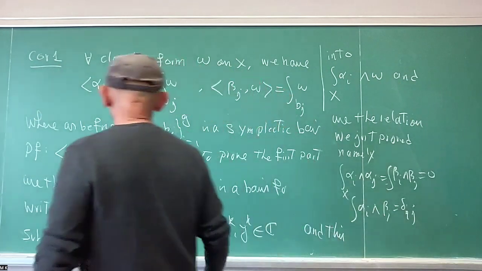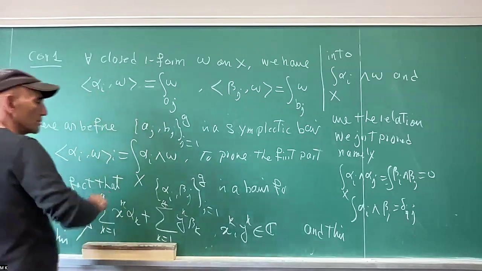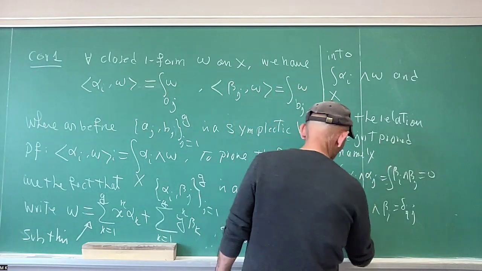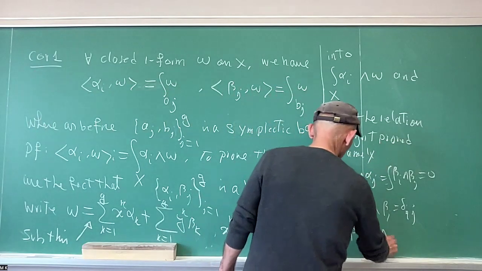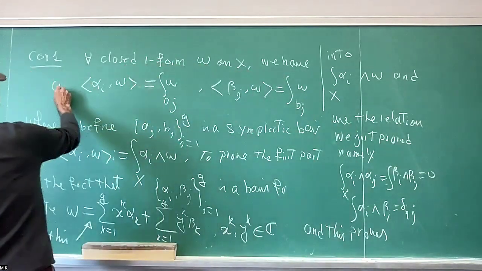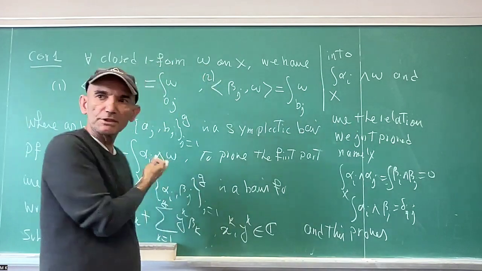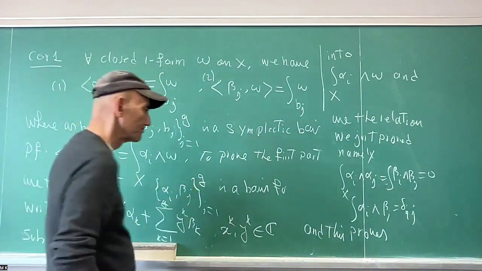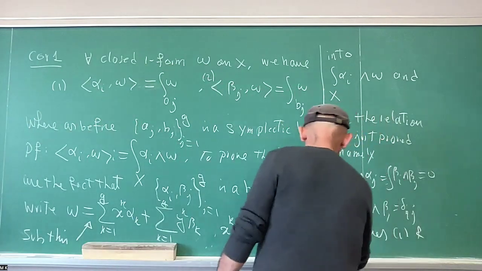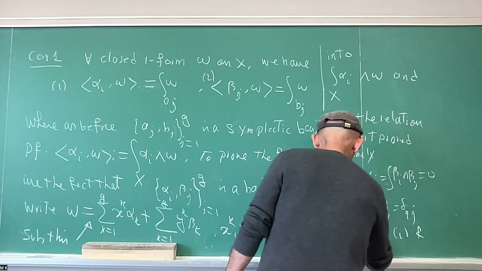So this proves the first part, this one. This is a completely transparent argument here. I'll call this one, and I'll call this two. But two is completely similar, it's the same thing. This proves one, and two is similar.